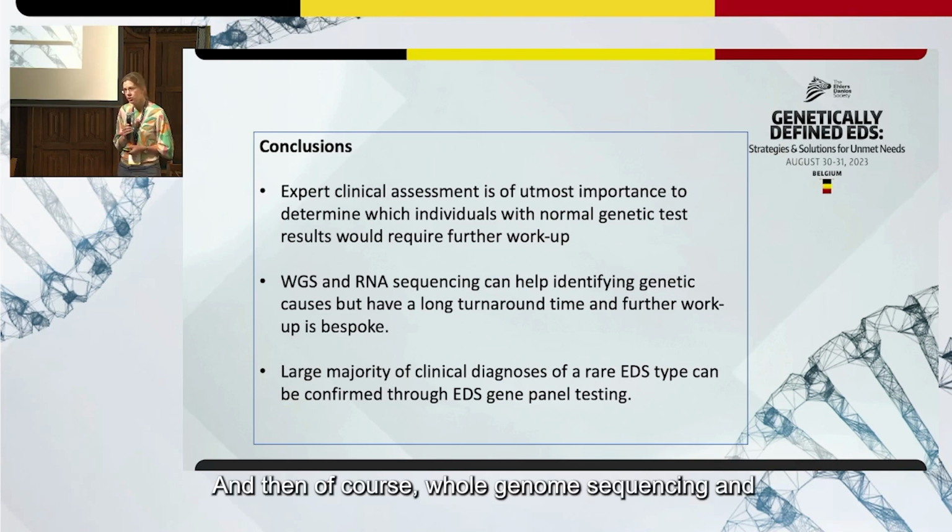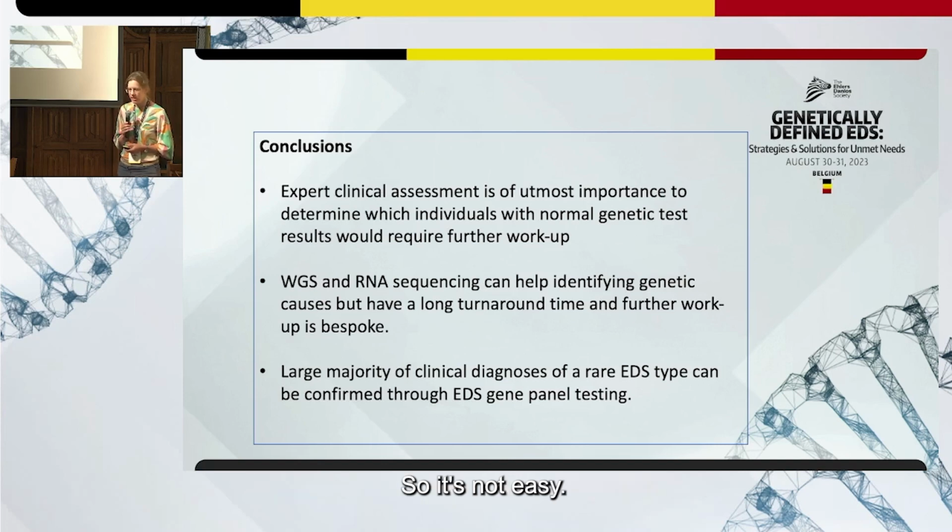And then, of course, whole genome sequencing and RNA sequencing can help identify genetic causes, but we need to be realistic because these methods currently have a long turnaround time. I haven't mentioned the timelines, but for the first case that lasted from 2016 to 2023 before we had a diagnosis. And also the workup is obviously very bespoke because it depends on the specific genetic change identified. If it's a VUS, it depends on the specific gene that is suspected to potentially be the cause.